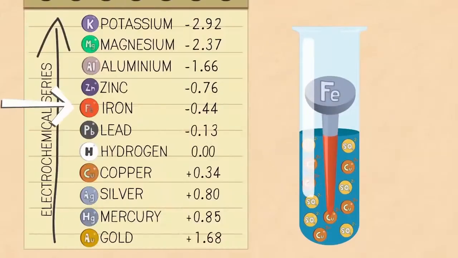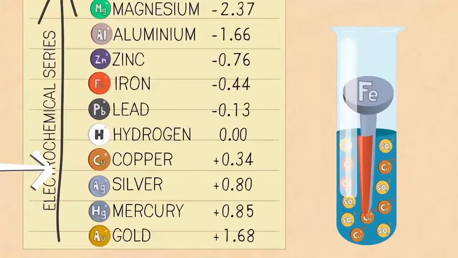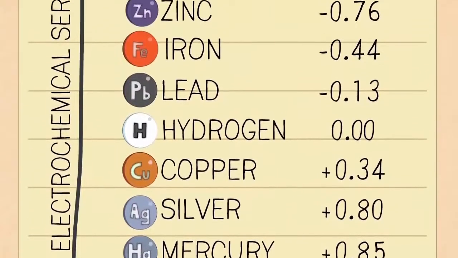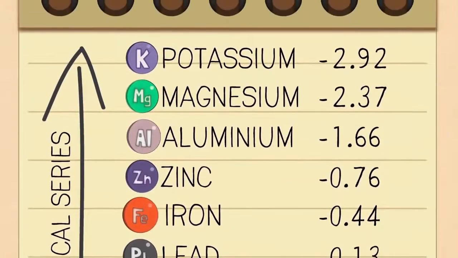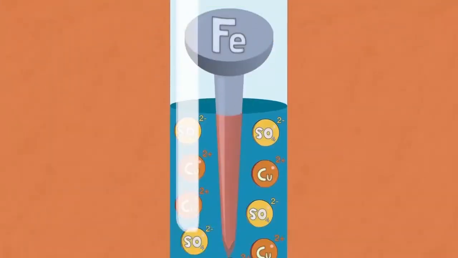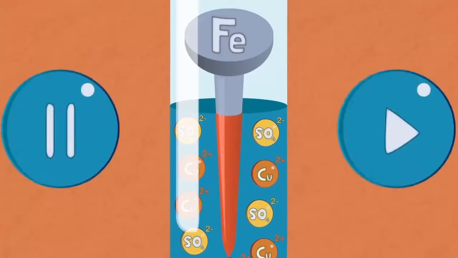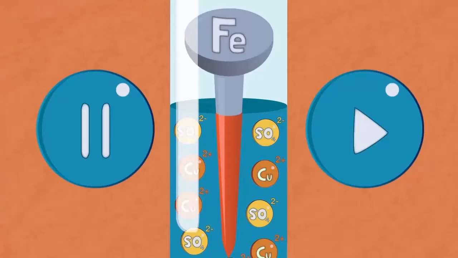The higher up metal in the electrochemical series is the one that always displaces the ions of the lower down metal. Metals lower down in the series cannot displace more reactive metals from their solution. You can use this idea to predict whether a displacement reaction will occur. Here's a challenge. Can you explain why the iron nail formed a copper coating when it was placed in a solution of copper sulfate? Pause, think and continue when ready.